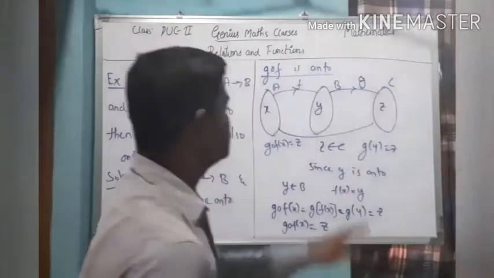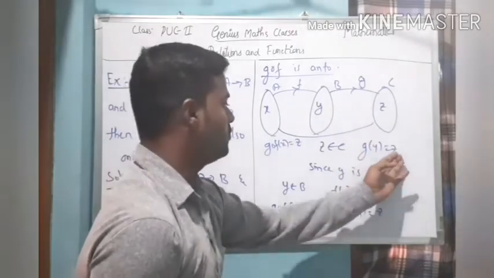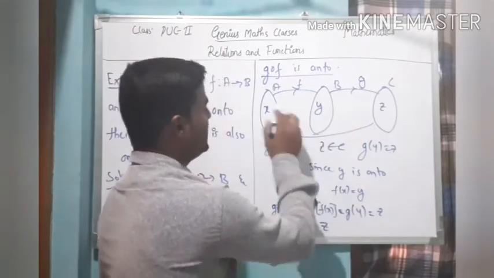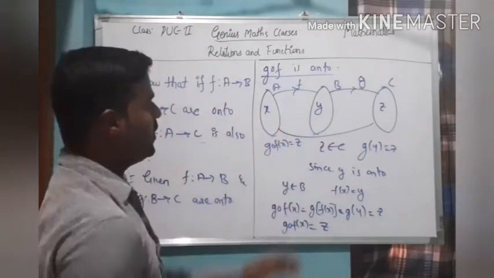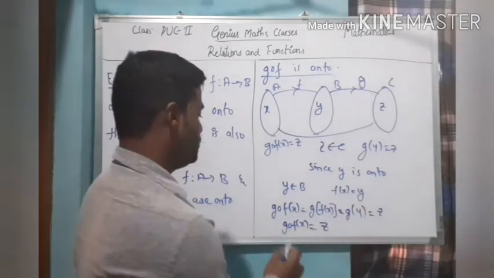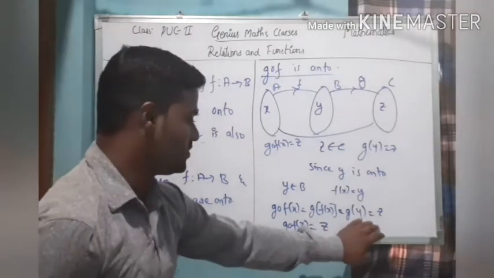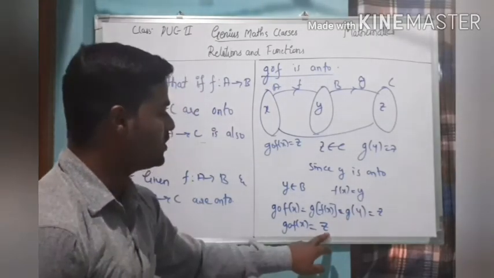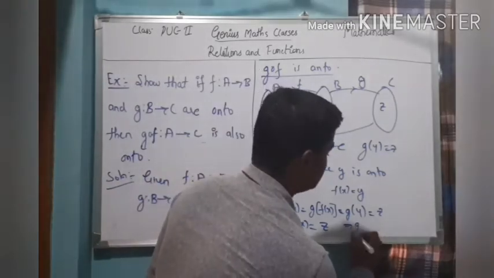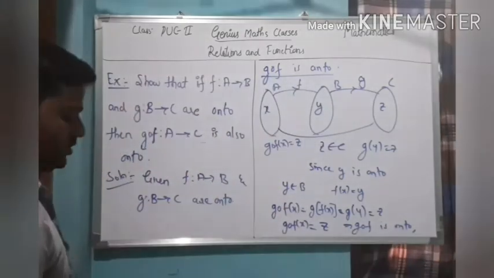This is the gist of this theorem. Why? Because for z belonging to C, it must have a pre-image in B. Therefore g of y equals z, because g is an onto function. For some y belonging to B, it must have a pre-image in A, because f is an onto function. Therefore f of x equals y, and g naught f of x equals g of f of x, that is equal to z. So g naught f of x equals z. This proves that g naught f is an onto function. So this is the solution.